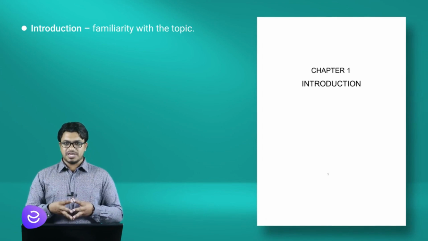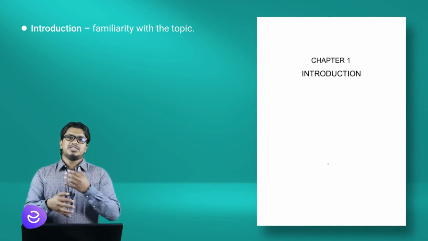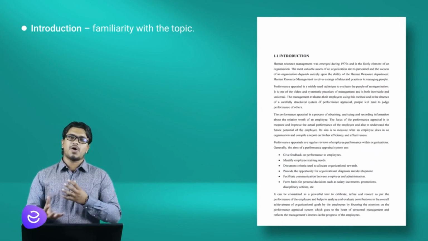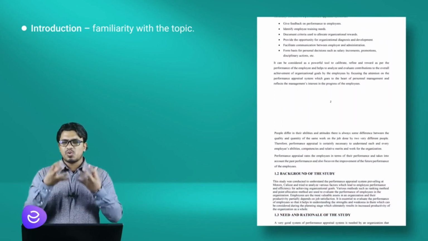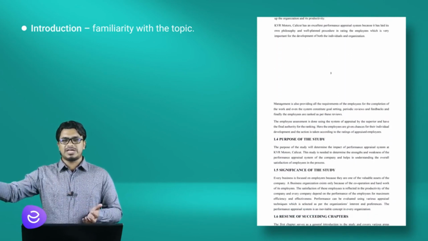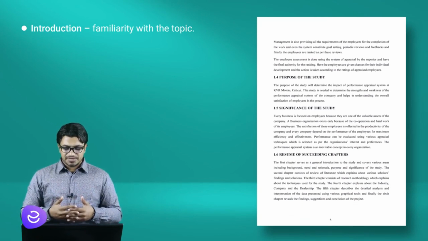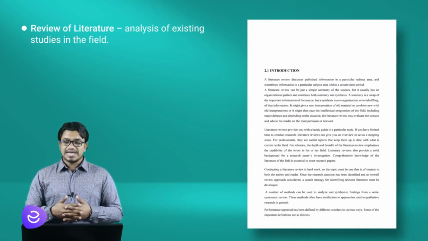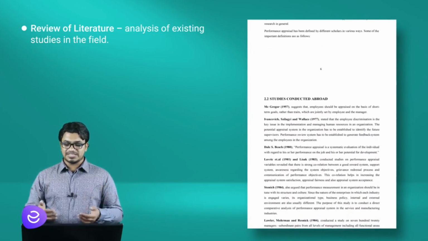So the first chapter will be introduction. The author is trying to familiarize the reader with the topic, what the topic is or how he came onto the topic, what the background of the study is, and what you can expect in the following chapters. So that is the introduction. Then comes a review of literature. We have already discussed what review of literature is. It is the analysis of the existing studies in the field.